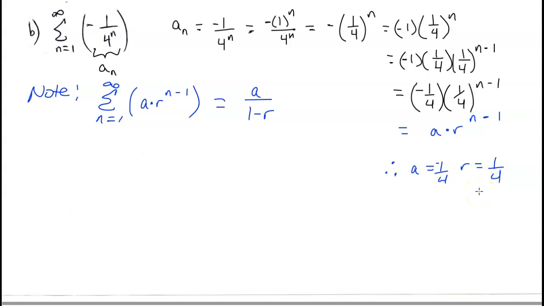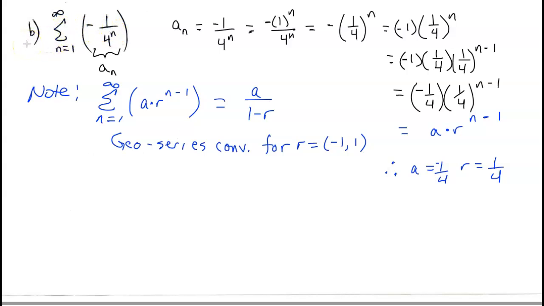And so from that, we know that since r is in between negative 1 and 1, because the geometric series converges when our value of r is in between negative 1 and 1. Okay, and so since this is the case, we know that this particular series converges here. Now, we could also show that this particular series will converge by doing the integral test as well.